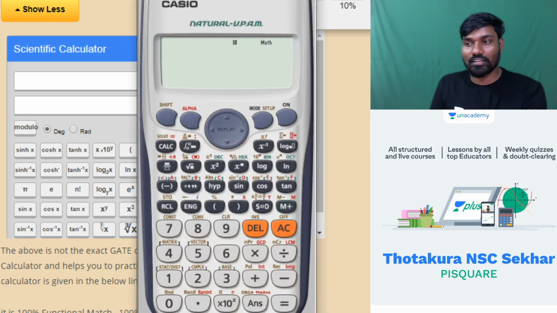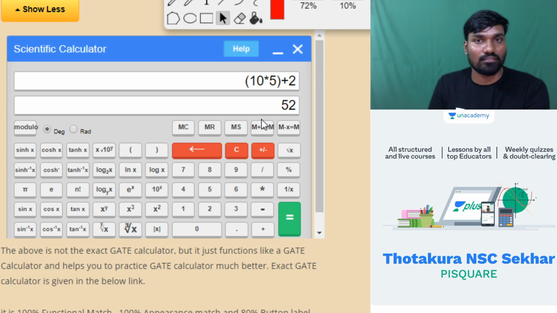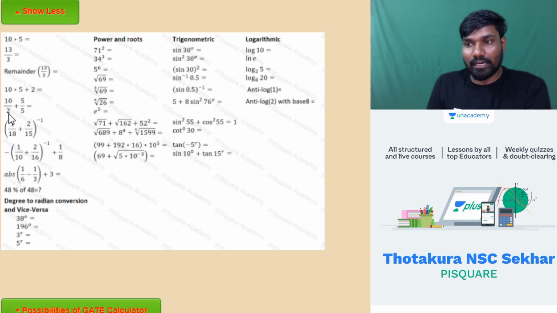You can check with the regular calculator. Open the bracket, 10 into 5 plus 2. Just the same way you do in a regular calculator, you have done here also. That's it. There is not much difficulty here. The next one, 10 by 2 plus 5 by 5.